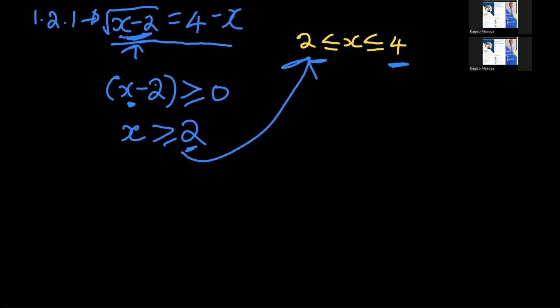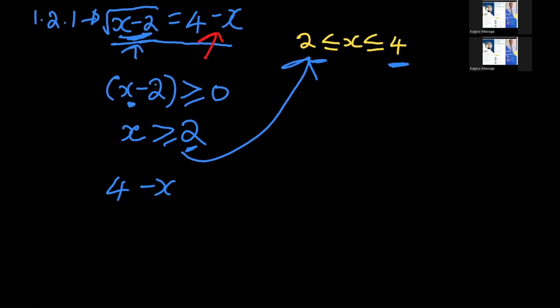Now look at this side. Let me just change the color here. Here we have a linear function. For both sides of the equation to make sense, 4 minus x also needs to be positive or 0.